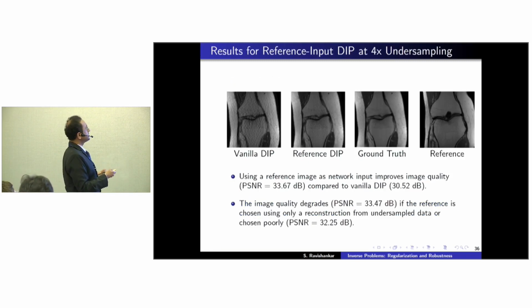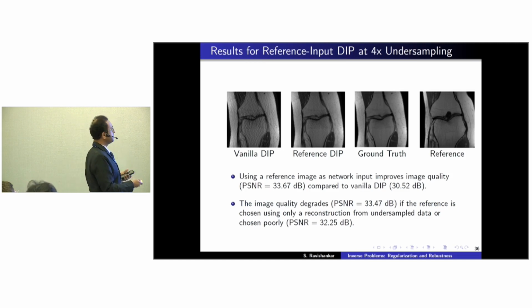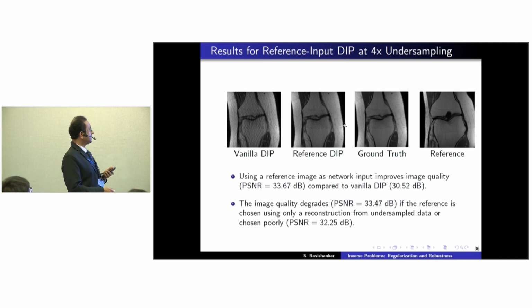So here's an example of how this reference-based deep image prior works. This is the vanilla deep image prior, and clearly it has artifacts that we couldn't get rid of. And we chose a reference from the fastMRI dataset, somewhat similar to the image we are reconstructing. When we learned the weights in the network with this input, it gave a pretty consistent reconstruction. Compared to the ground truth, it's a lot closer. The choice of this reference has some effect. If you choose the reference less carefully, then the PSNR, the peak signal to noise ratio, drops somewhat. So this seems promising.